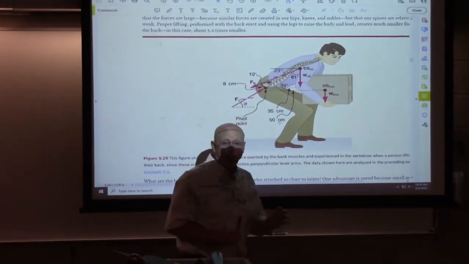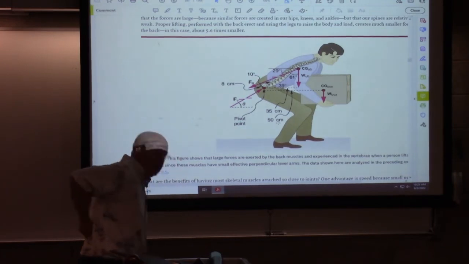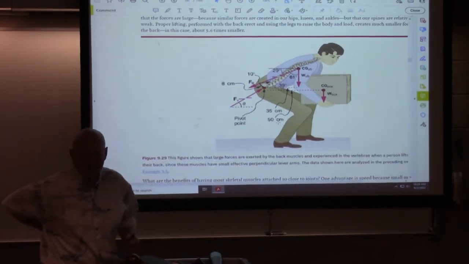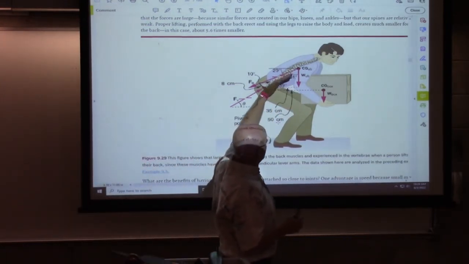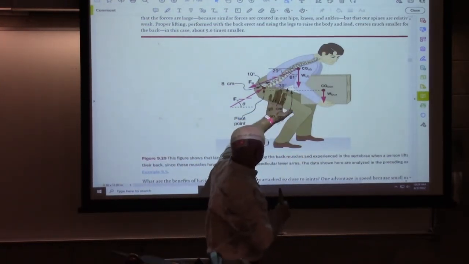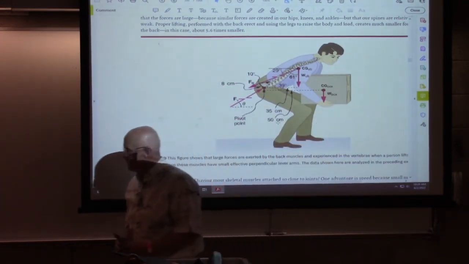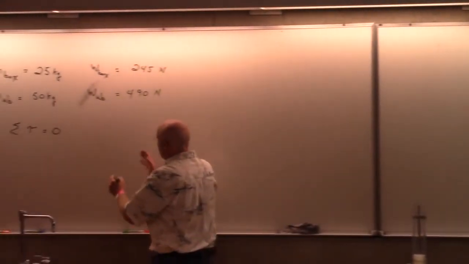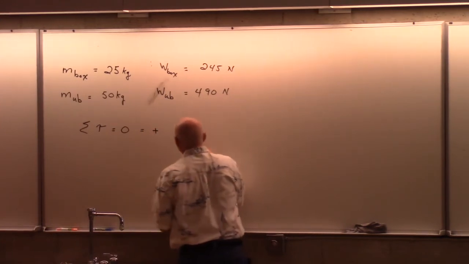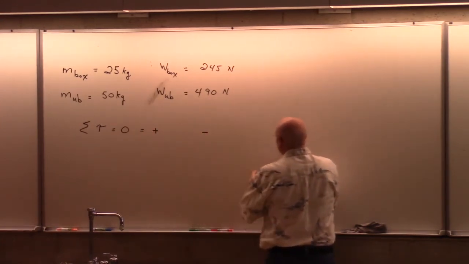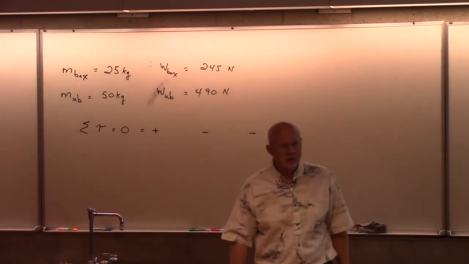One of the three torques is the torque coming from the back muscle. The other two we mentioned would be the weight of the upper body making it go in a clockwise direction and the weight of the box making it go in a clockwise direction. So setting it equal to zero, I'll do the same thing. There is a plus, there is a minus, and there is another minus. Those are the three torques involved in this problem.